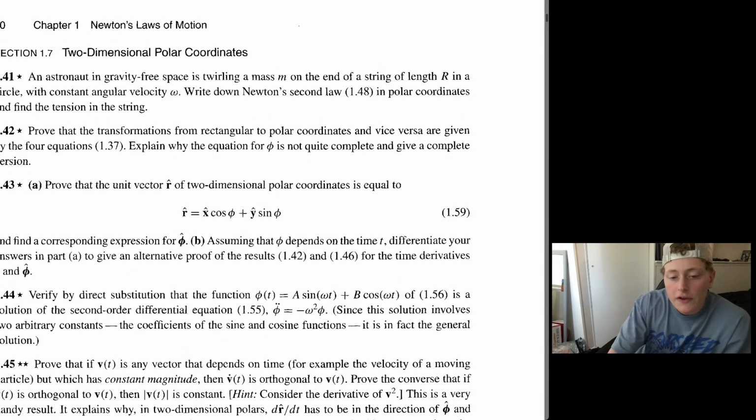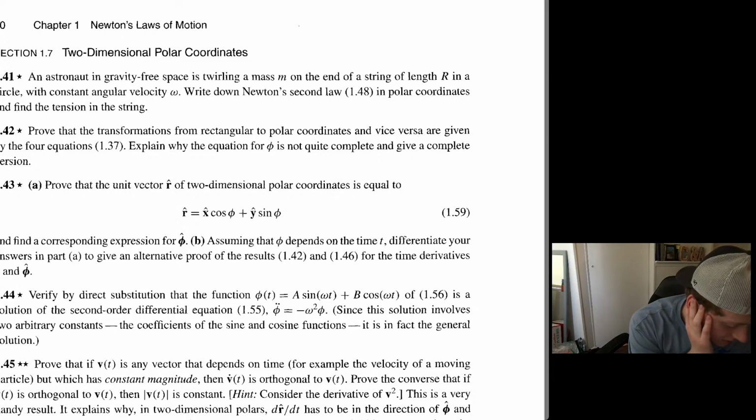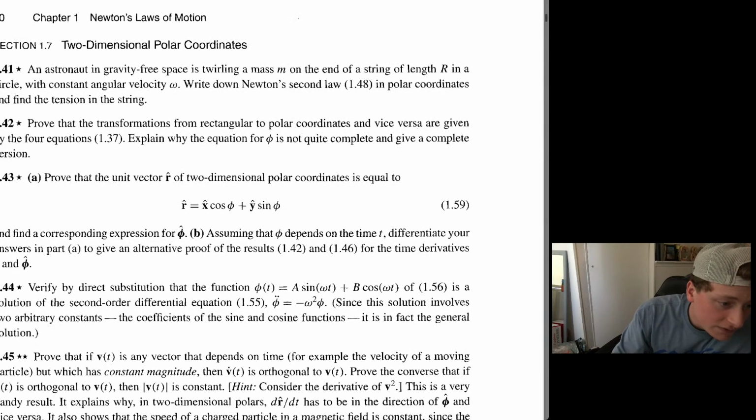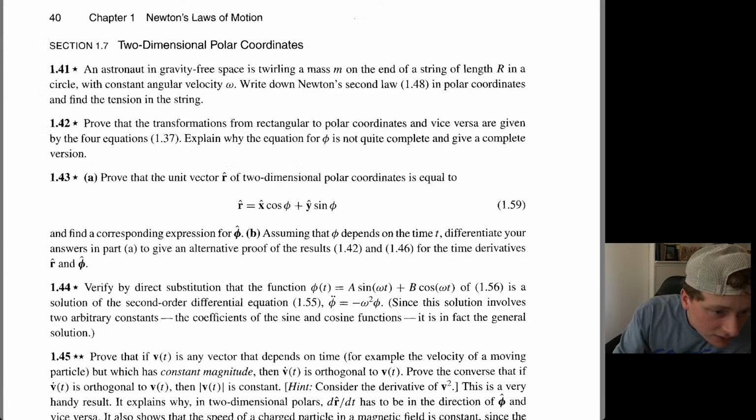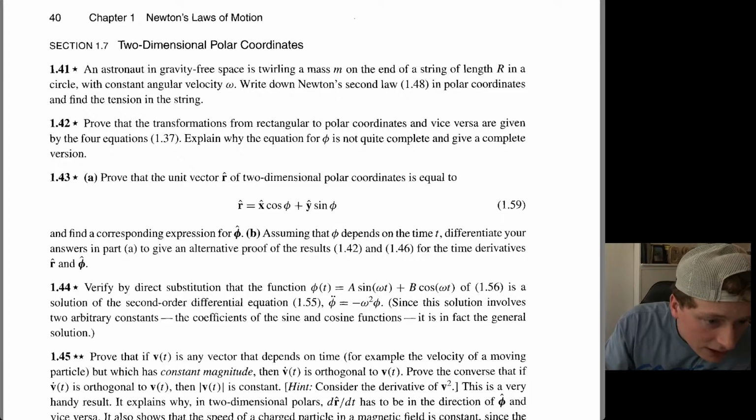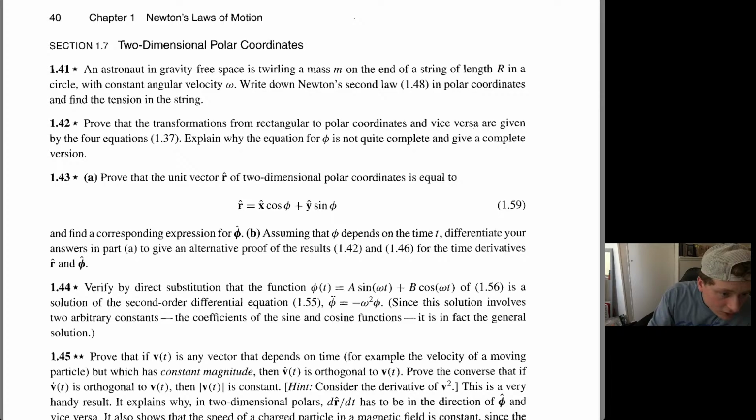Prove that the transformations from rectangular to polar coordinates and vice versa are given by the four equations 1.37. Explain why the equation for phi is not quite complete and give a complete version. I'm just realizing this is cut off, isn't it? You can't even see this. Wow, how incredibly professional of me. This whole time you guys are not reading the whole question. Alright, lock that in so it doesn't move.